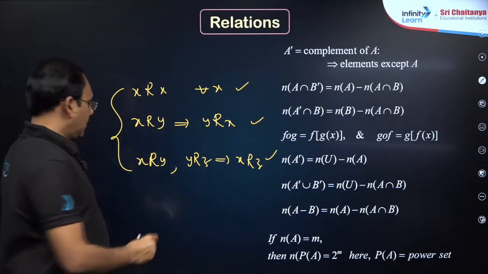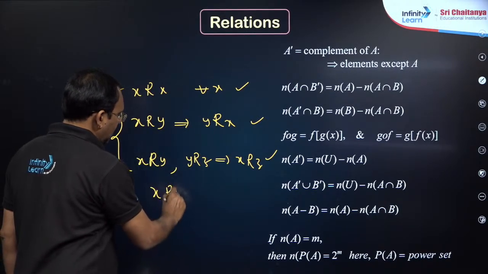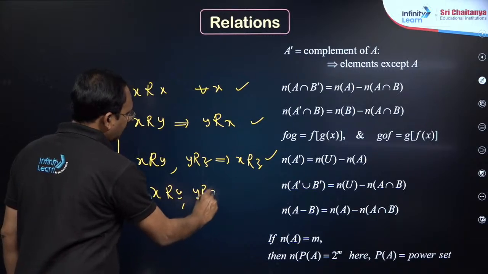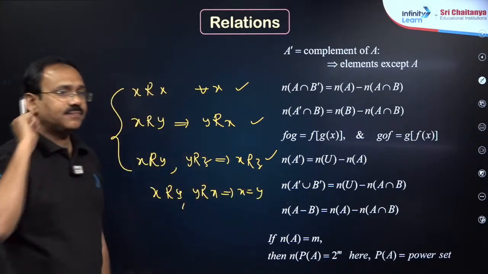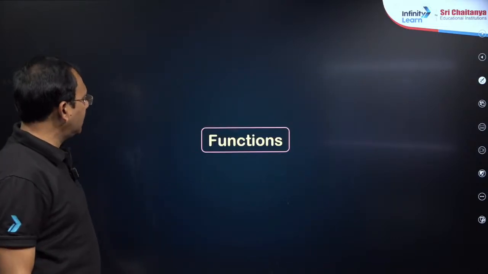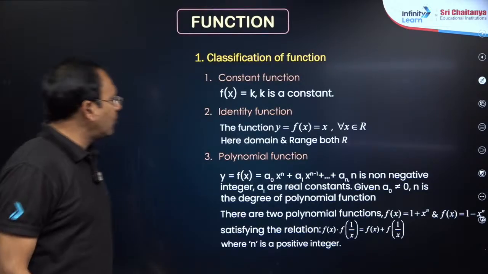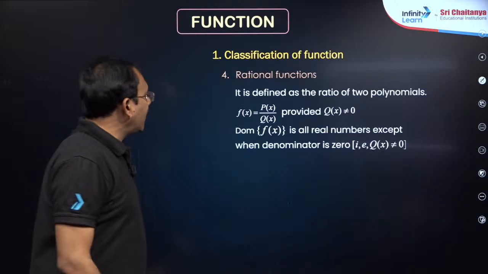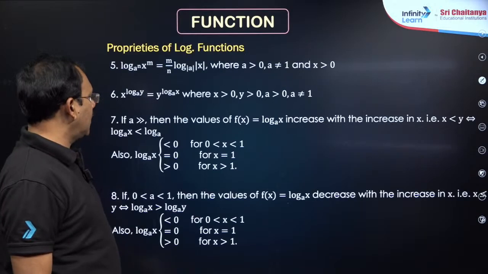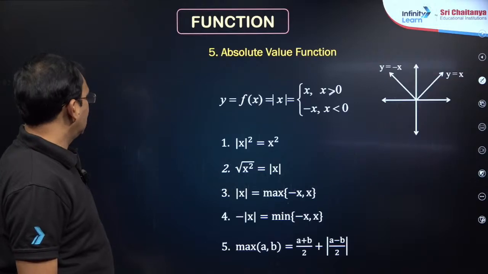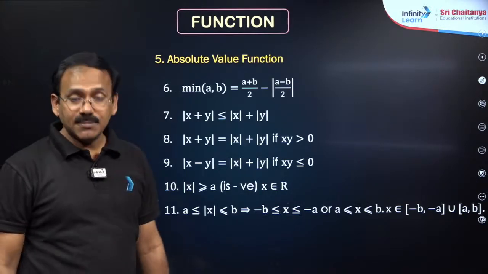And antisymmetric means x related to y and y related to x both happen, we should get x is equal to y. Okay, fine. In functions, mostly domain and range problems, these are basic function graphs, you can recall, nothing special in this. Functions, most importantly, types of functions.